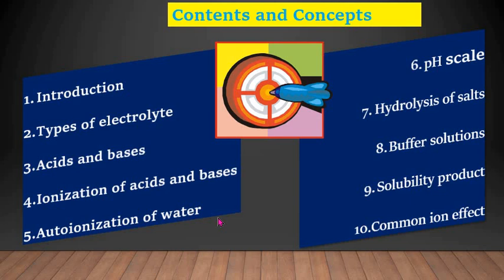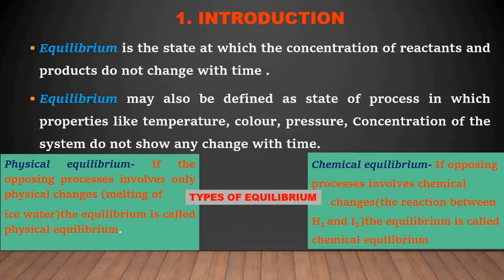First is introduction, second types of electrolytes, third acids and bases, fourth ionization of acids and bases, fifth ionization of water, sixth pH scale, seventh hydrolysis of salt, eighth buffer solution, ninth solubility product, and tenth is the common ion effect. We are going to discuss one by one. First we will start with the introduction. The topic name is ionic equilibrium.